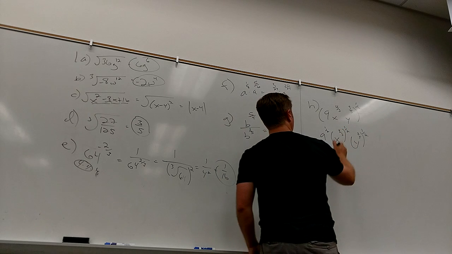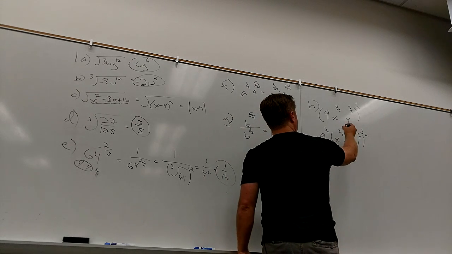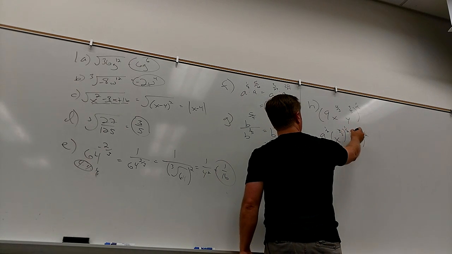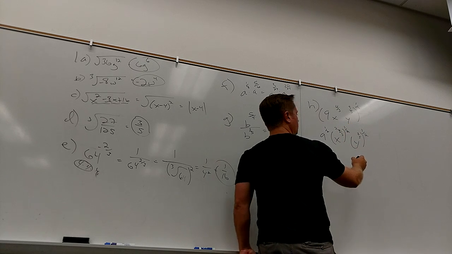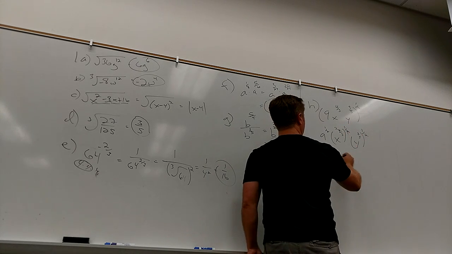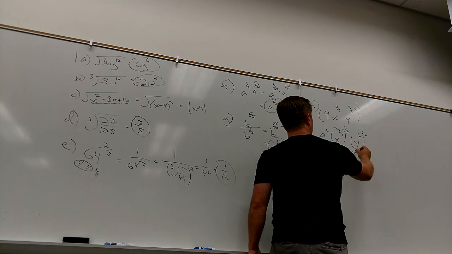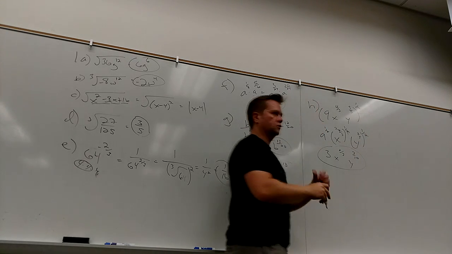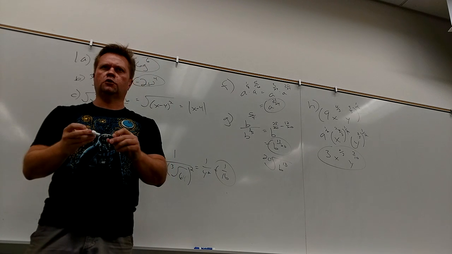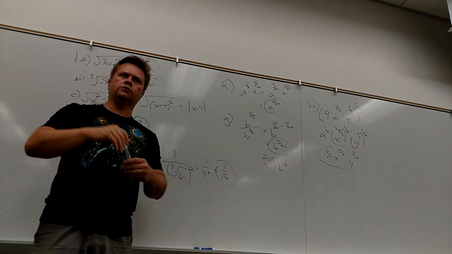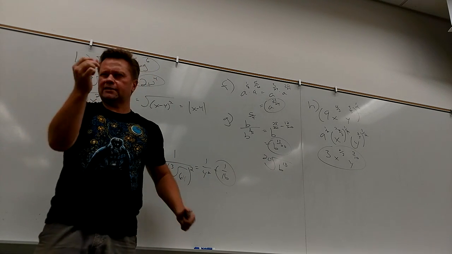What's 9 to the 1/2? 3. What happens here? No. So it'd be x to the 2/3 and y to the 3/10. I'm multiplying, so I don't need LCD. Multiplying is not as restrictive as adding. I don't need like terms when I multiply. Not exactly.